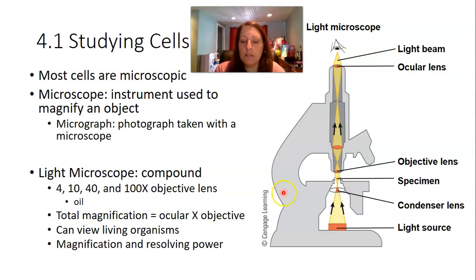So what does that mean? So if we take a look here in the figure, this is a compound light microscope. Here's where you would look. So there's your eyeball. And the microscopes that we have in the lab are binocular. So we actually have two. You can look through two. It's called the eyepiece. Okay, it's a binocular eyepiece.